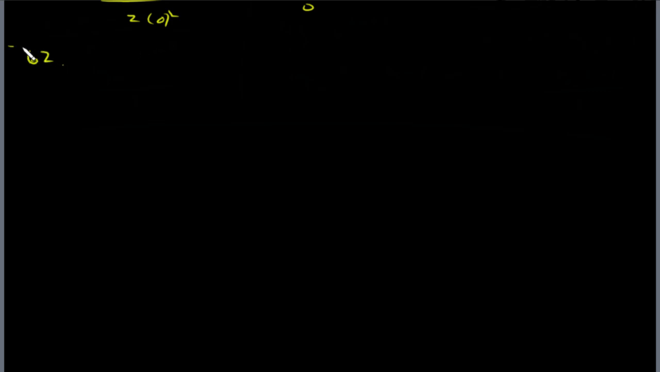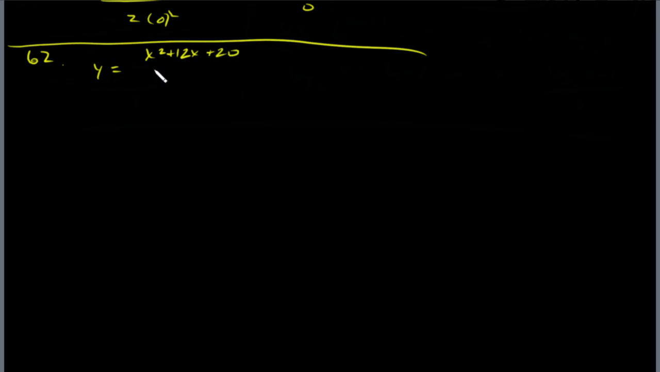62. Y equals x squared plus 12x plus 20 over 4x squared minus 9. Alright, this introduces some new ideas in here. So your vertical asymptote, that's where you set the denominator equal to 0 and solve.